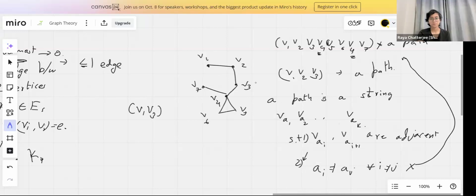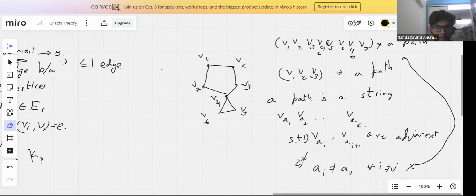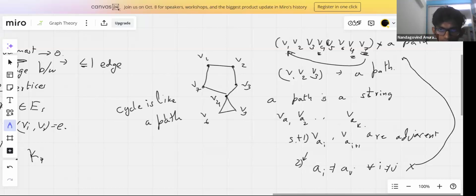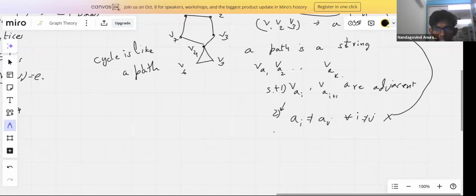Yeah. Okay. Now, what I want is a cycle. So when do I have a cycle? A cycle is like a path, and then after the last vertex, the last vertex and the first vertex have to be adjacent. So it's a path with this additional condition that VAK and V1 are adjacent.